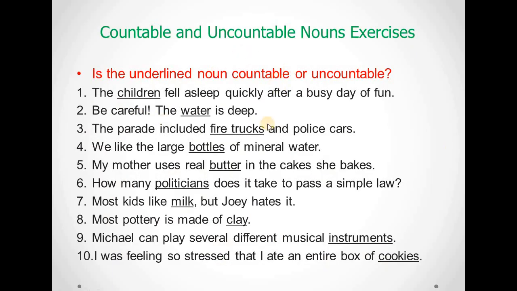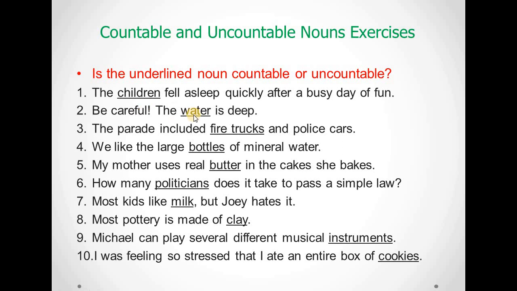Now, here we have some exercises on countable and non-countable nouns. We have to know, are the underlined nouns countable or non-countable? The children fell asleep quickly after a busy day of fun. Do you think children is a countable or non-countable noun? We can say one child, two children, three children. So is it countable or non-countable? Of course it's a countable noun.